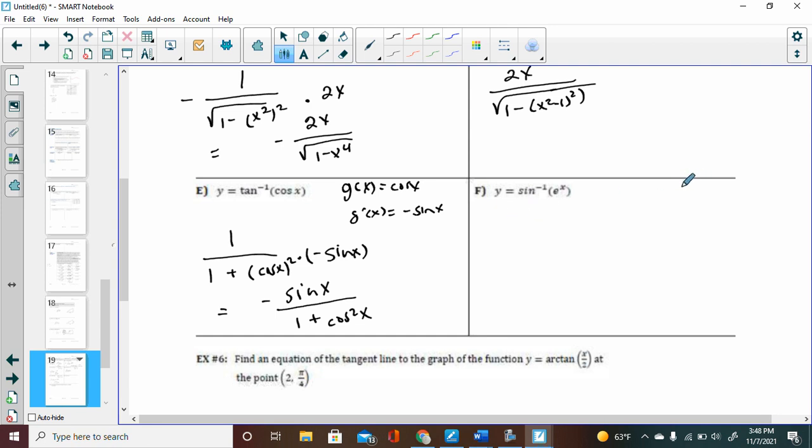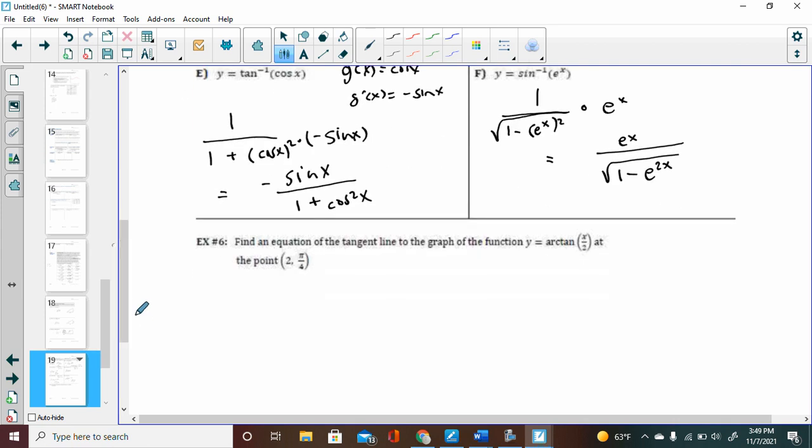Let's look at the next number. This is the last one. So g of x and g prime of x are going to equal each other, so I'm not going to worry about it. So 1 over 1 minus e to the x, that's squared, and radical over that, times e to the x, that's going to equal e to the x over the square root of 1 minus e to the 2x.